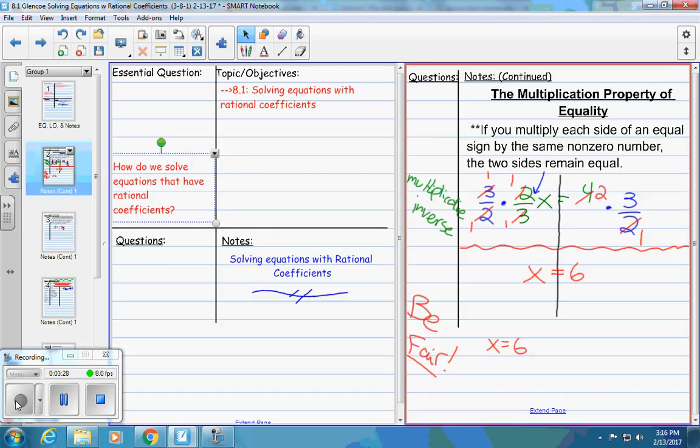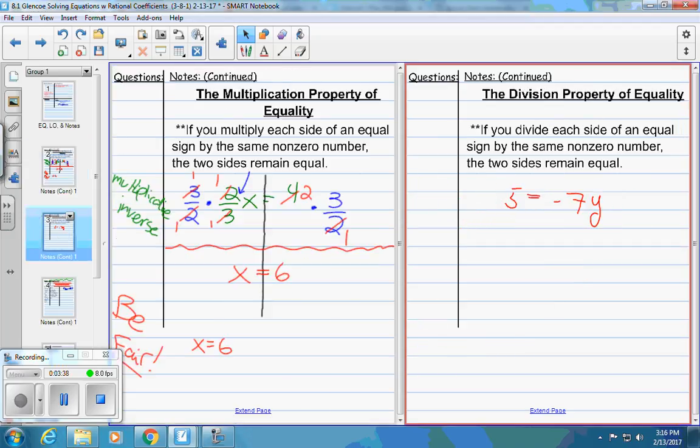And that's how we use the multiplication property of equality. Whatever I write on the left side, I'm also going to have to write on the right side. Okay, you got it. The next lesson is the division property of equality. I'm going to pause here and let you copy that down.